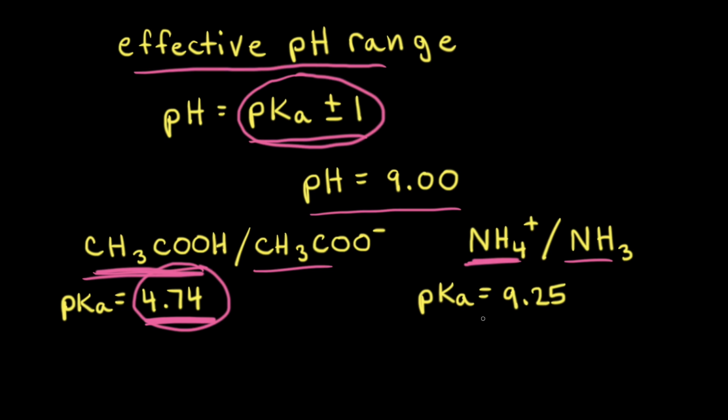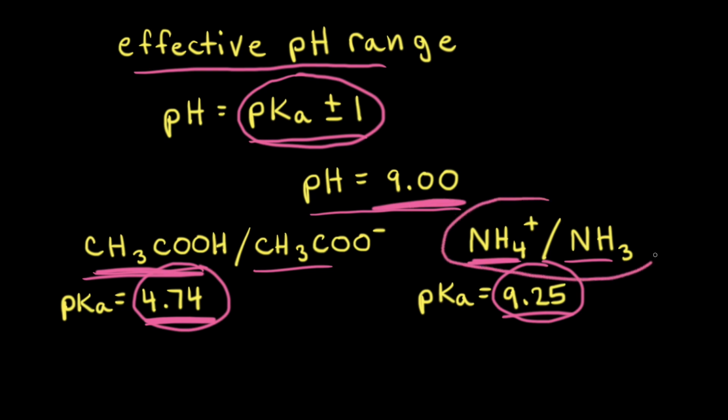The ammonium cation has a pKa value equal to 9.25 at 25 degrees Celsius. Therefore, the ammonium-ammonia buffer is effective plus or minus 1 of this pKa value, so approximately 8.25 to 10.25. Since our pH of 9 falls within that range, we would choose the ammonium-ammonia buffer.